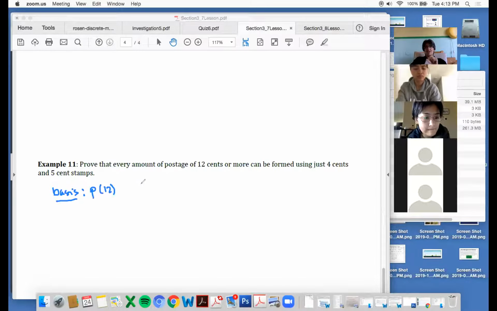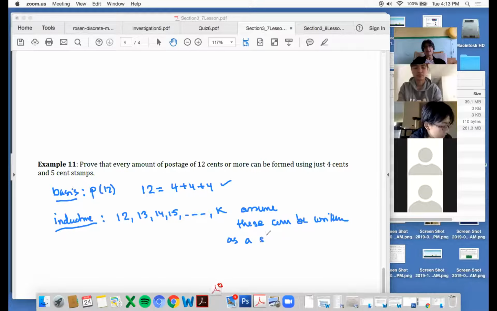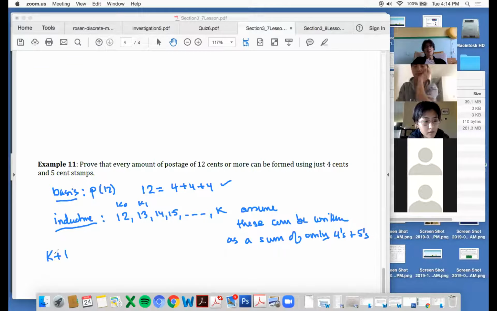we're saying that everything 12, 13, 14, 15, all the way to k cents, this is true. We're assuming these can be written as a sum of only 4s and 5s. So that's the induction bit, that this is k0 and that's k1, all the way to k. Then what we're trying to show is, can I write k plus 1 as the sum of only 4s and 5s?